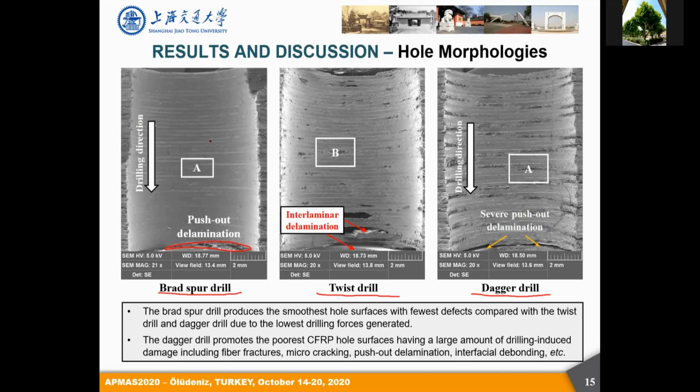Additionally, the dagger drill basically promotes the poorest composite hole surface. So this is for the dagger drills. We can see that the cut surface by the dagger drills is basically featured by a large amount of drilling-induced damages, including the interlaminar delaminations, the crackings, and the severe push-out delamination damages. So through the comparison of the whole morphologies, we can infer that the dagger drill is not effective for the manufacturing of the high-strength composite materials.